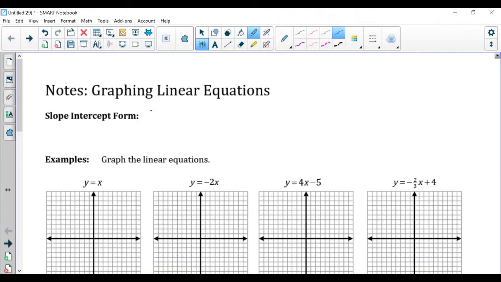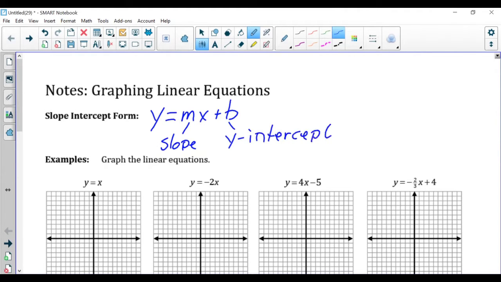All right, so slope-intercept form is any equation that is in the form y equals mx plus b, where m is your slope, and b is your y-intercept. And this is kind of how it gets its name, right? The slope-intercept form. All right. So we're going to start ourselves out with some fairly easy ones.